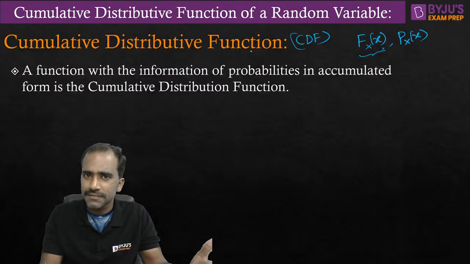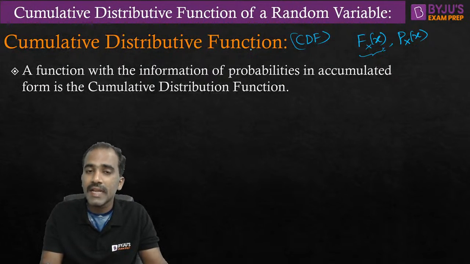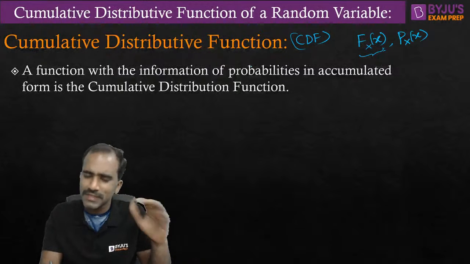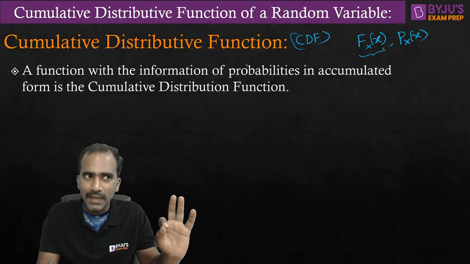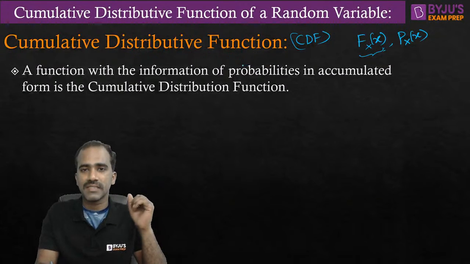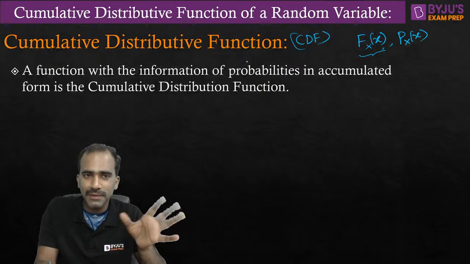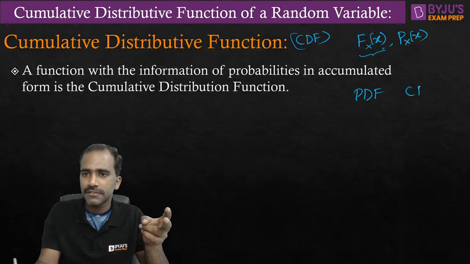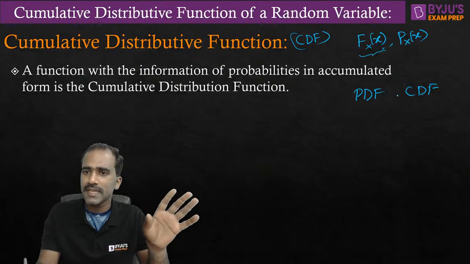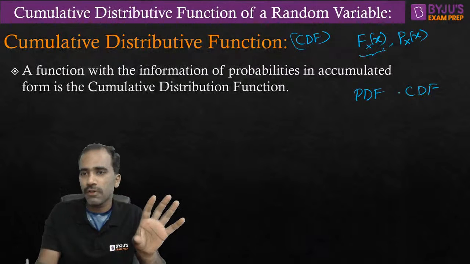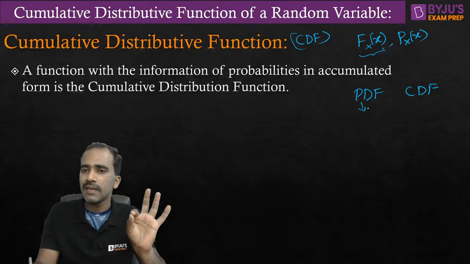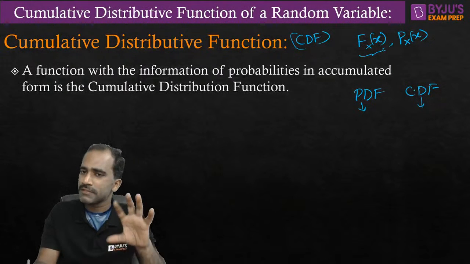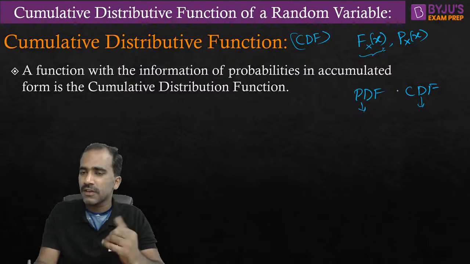The CDF is a function. What information does it have? It has information of probabilities. The PDF and the CDF both have the same information, about probabilities, but it is arranged in different ways. Otherwise, we wouldn't need two different functions. Both have exactly the same information of probability, but arranged in different formats. The PDF has probabilities of particular values, whereas the CDF has probability of accumulated values. They are arranged in different formats for convenience.